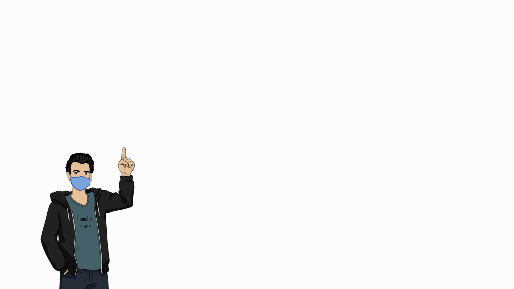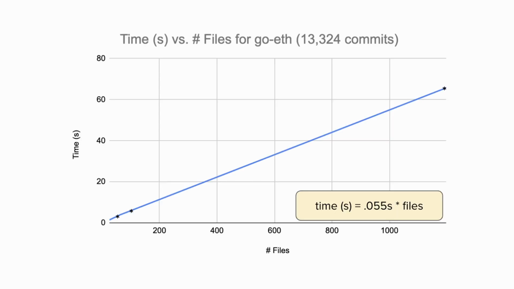And apparently we can speed up git blame by adding a bloom filter, but we're not going to worry about that for the sake of this video. But just to get a general idea, the Go Ethereum repo has 13,000 commits, and when I run it on 26 files in the repo, it takes 1.4 seconds, 62 files takes 3.8 seconds, 98 files takes 5.3 seconds, and the entire 1,200 files takes 65 seconds.